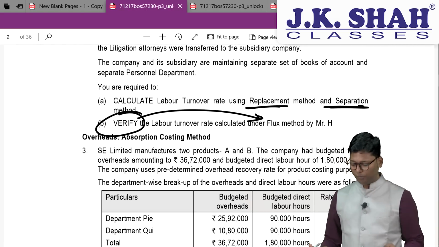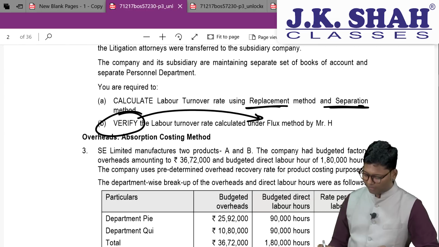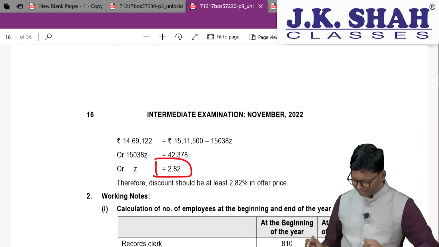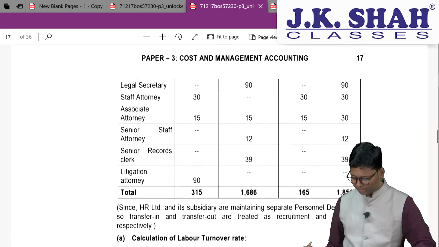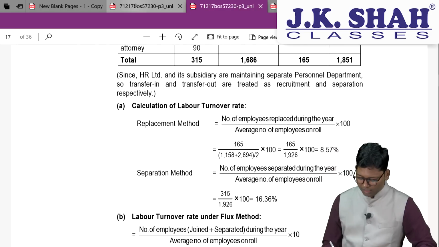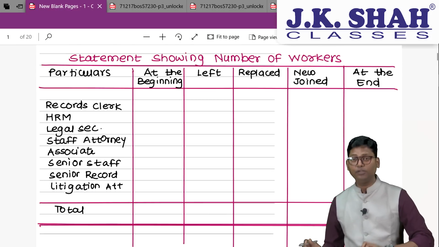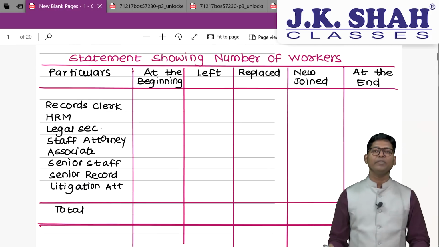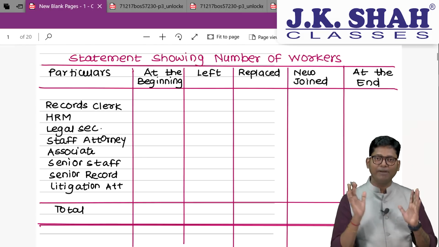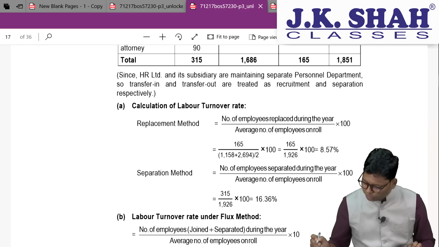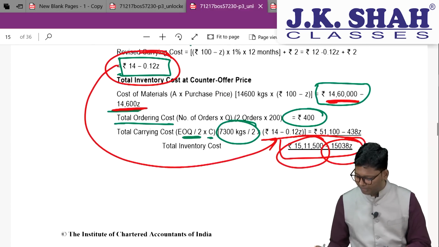So if you want to compute this, obviously replacement number is required, separation number is required. So instead of going for the suggested answer, see, they have given you lots of working notes, lots of assumptions and all. So what I am trying to do, I am just trying to explain this simple calculation by using this presentation. Statement showing number of workers I have drafted. Instead of using 5 columns, I have divided that join column which was given in the beginning.